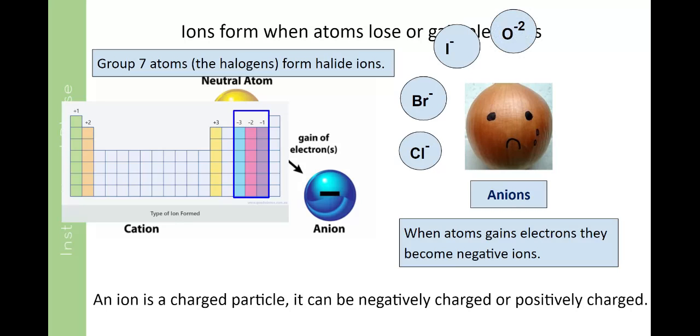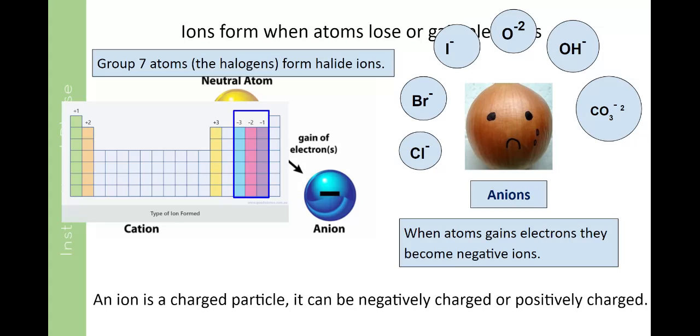Now, some other negative ions you might be aware of are oxide ions formed from oxygen atoms. Now, oxygen is in group 6. It gains 2 electrons. It becomes O2-, or O-2. It's got a charge of -2. Now, you should notice this ion, OH-, hydroxide ion. Well done. Now, some other negative ions you need to be aware of is CO3 2-.